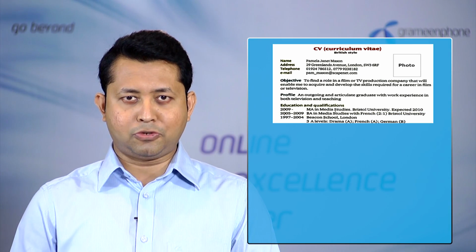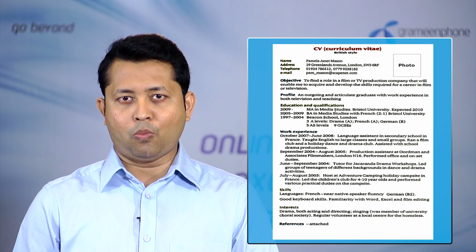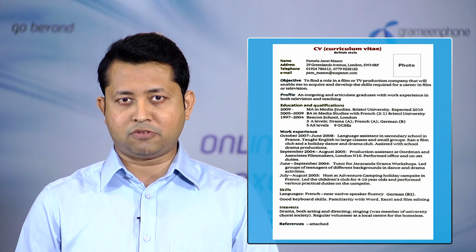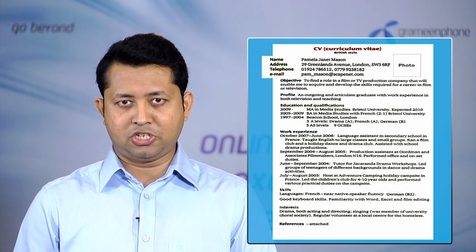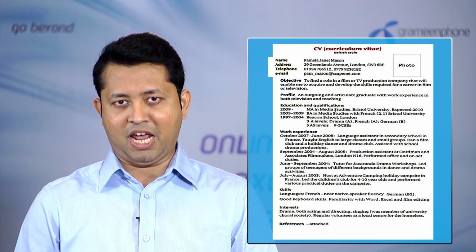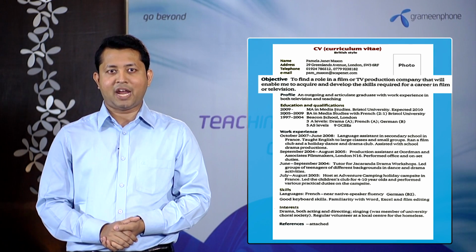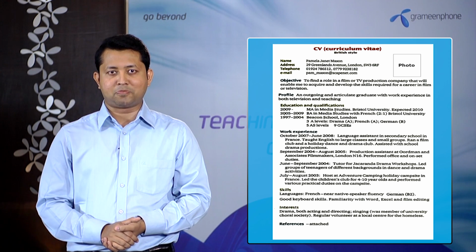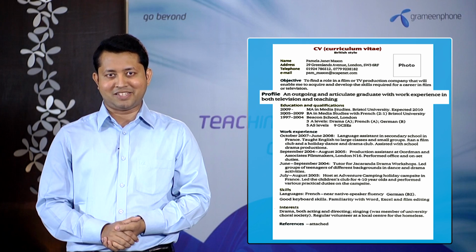My dear students, now I'm going to show you how to write a perfect CV. While writing CV, you should follow the British style. It means that at first you have to mention your personal information, that includes your name, address, contact number and email address. Then you must write your career objectives within 2 or 3 sentences. Then your profile, which should be written in 1 sentence.